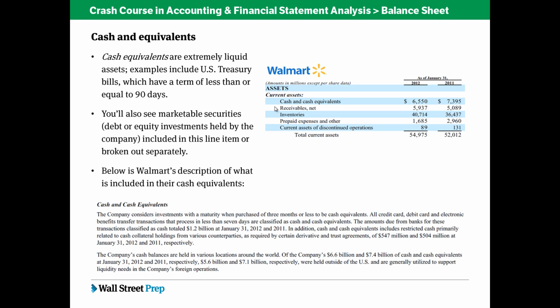And here we have Walmart's cash and equivalents. They have about $6.5 billion in cash and equivalents. And we have a footnote disclosure that identifies exactly what the nature of those cash and equivalents are. We see that the company considers investments with a maturity when purchased of 3 months or less to be cash equivalents. All credit card, debit card, and electronic benefit transfer transactions that process in less than 7 days are classified as cash and cash equivalents. We see that it includes restricted cash primarily related to cash collateral holdings, etc. So cash and equivalents for most companies represents highly liquid investments or cash itself.